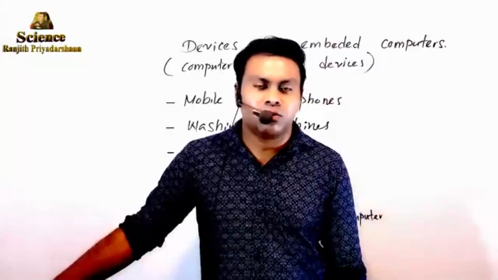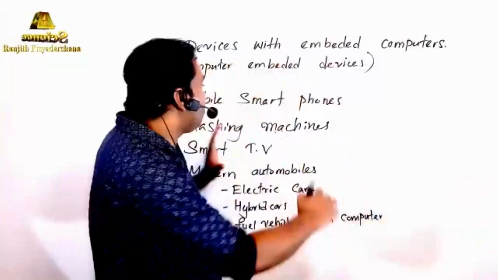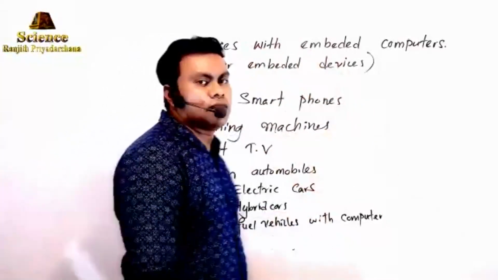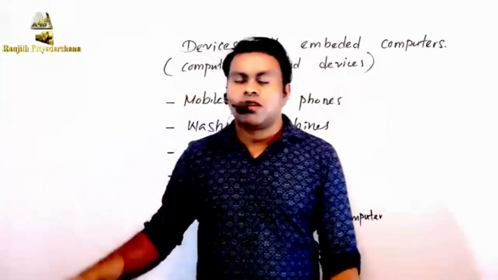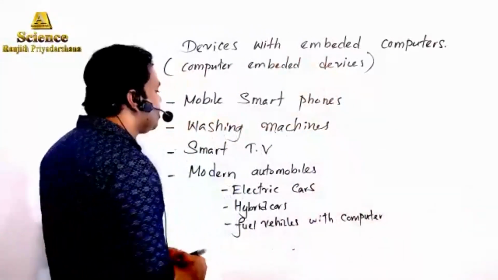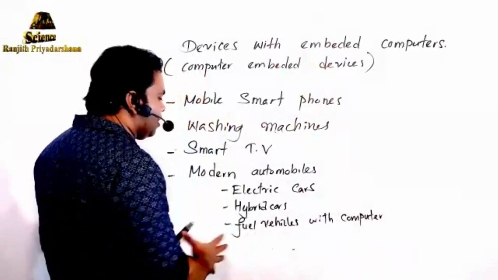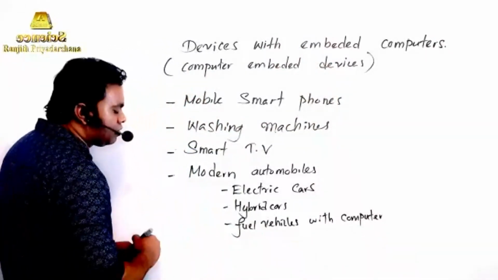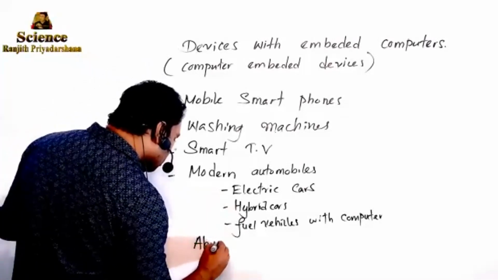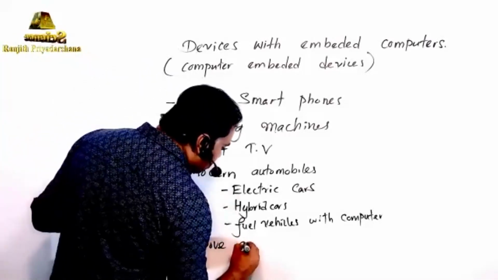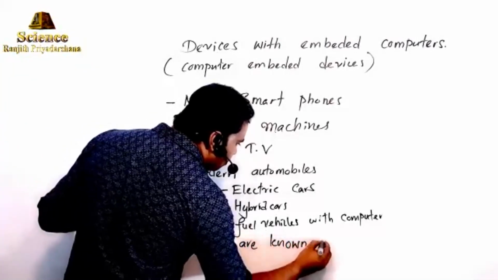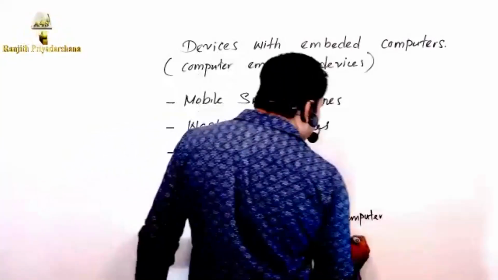So that's autopilot. So that's done with the help of what? So that's computer embedded devices. So these are computer embedded systems, or we call them embedded computer systems. Okay, below that we can write, above are known as embedded computer system.